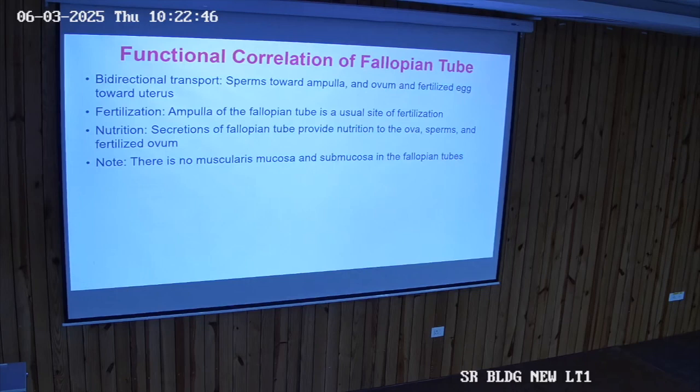Now the functional correlation of the cells present in the fallopian tube: it has bidirectional transport. Why is it said that it has bidirectional transport? Because it transports the sperm towards the ampulla for fertilization. What is the place of fertilization? Ampulla. So it will push the sperm towards the ampulla and it will push the ovum and the fertilized egg towards the uterus. Fertilization is occurring at the ampulla. Nutrition is provided by the secretions of the fallopian tube to the ova, to the sperm and to the fertilized ovum. We have already discussed that it doesn't have the muscularis mucosa and the submucosa.